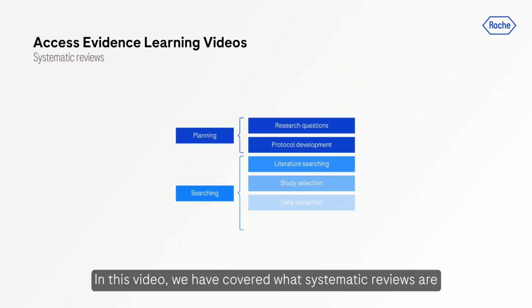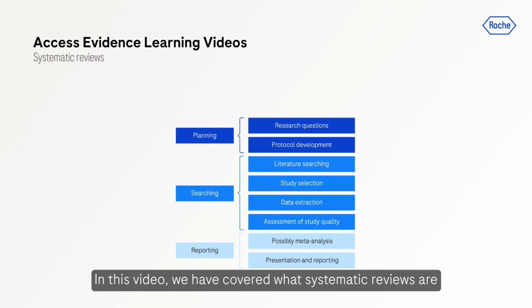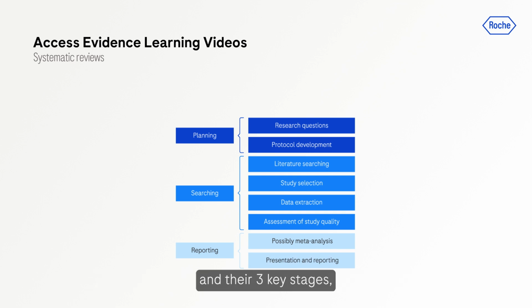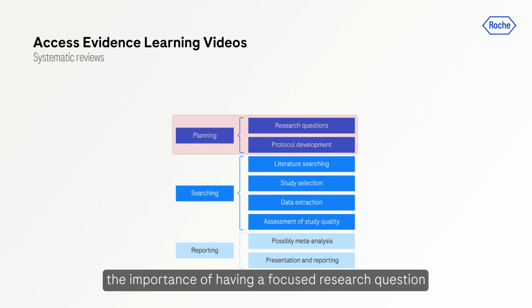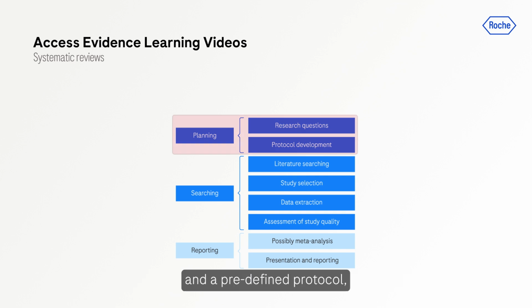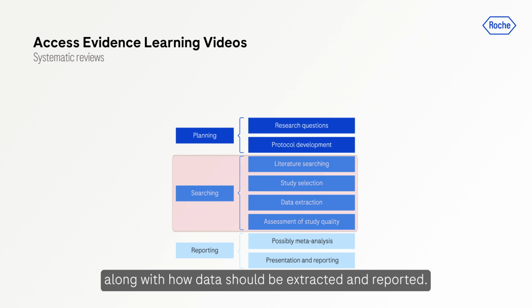In this video, we have covered what systematic reviews are and their three key stages, the importance of having a focused research question and a predefined protocol, along with how data should be extracted and reported.